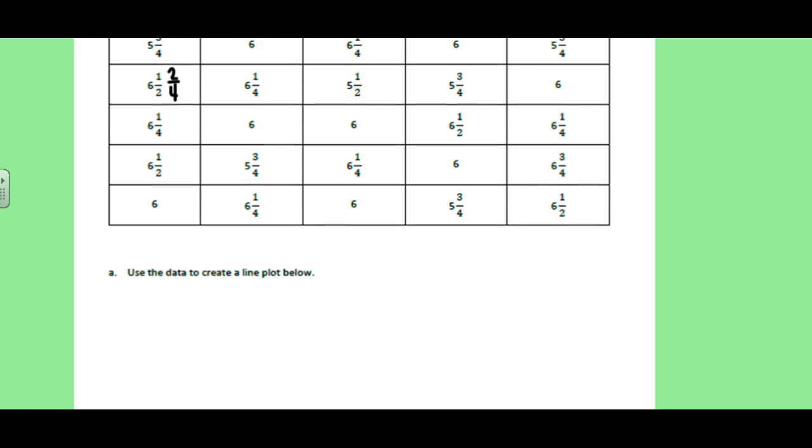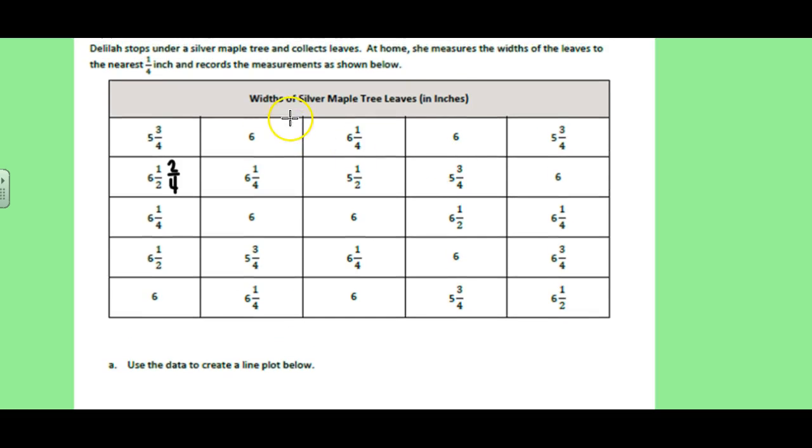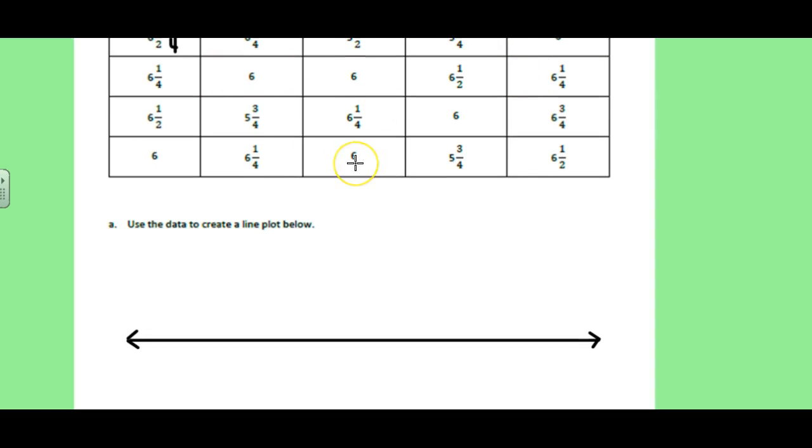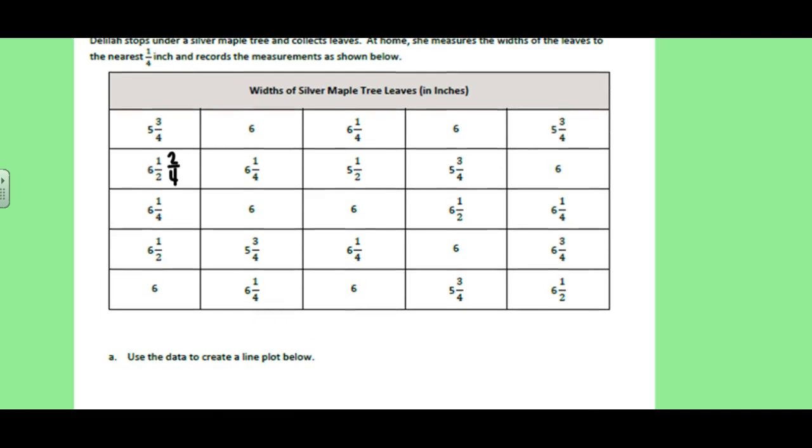We're going to have to get a line drawn, and what I would suggest is that you go ahead and put your title for your line plot. And remember, you're going to look at the chart to get the title, which is the widths of silver maple tree leaves. We know that the numbers that we're dealing with are in inches, so that's definitely going to be a label. And we know that each X is going to represent one tree leaf, because it's not a tree that we're measuring, it's the leaves that we're measuring. So the X is going to represent one leaf. So you've got to make sure that you put that down correctly.